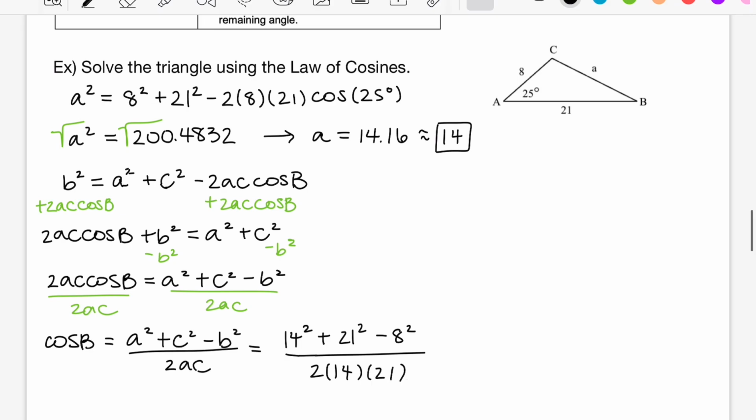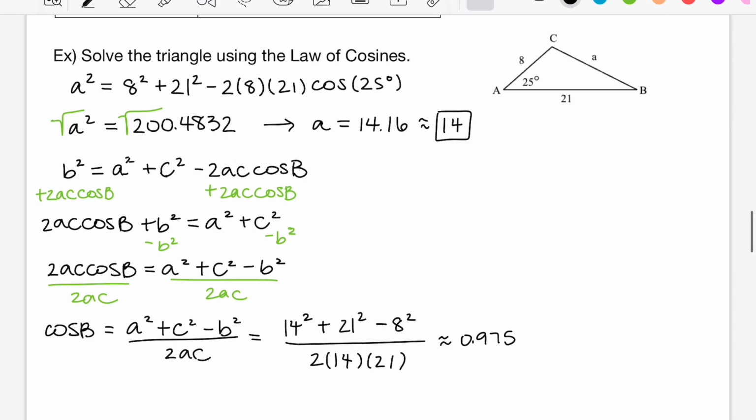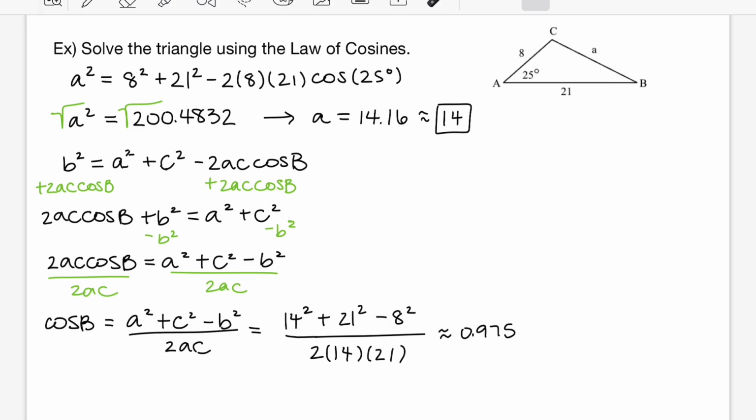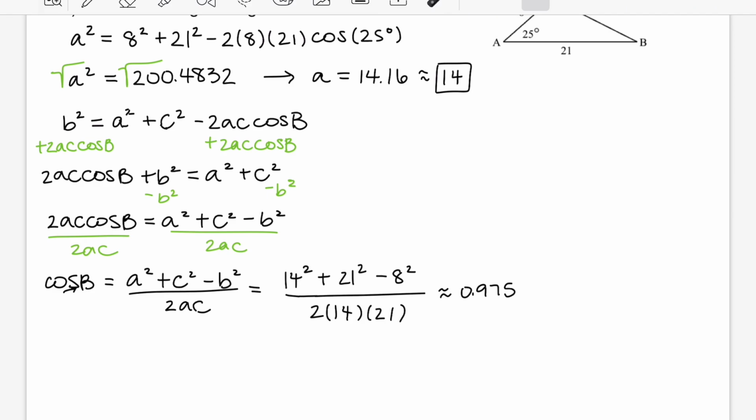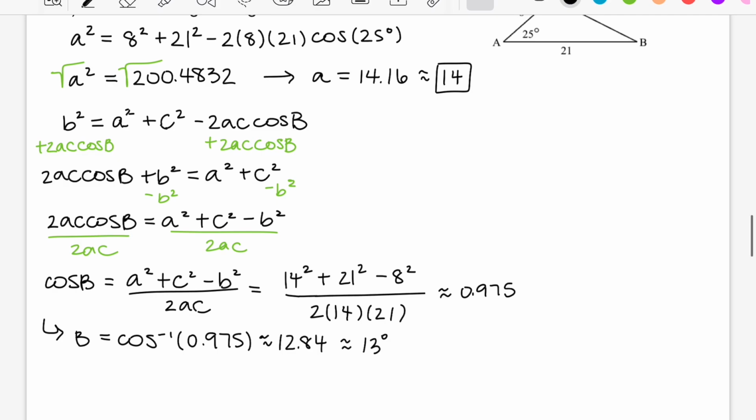Now plugging this into our calculator, we get approximately this here. Now, if we want to get B completely by itself, what we'll have to do is take arc cosine on both sides of our equation here. So B is going to be equal to arc cosine of this guy here. And then plugging this into our calculator, this will be approximately 12.84, and then rounding this to the nearest whole number, this will be 13 degrees.